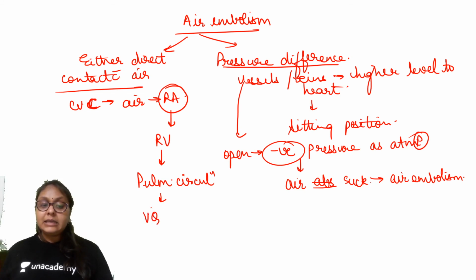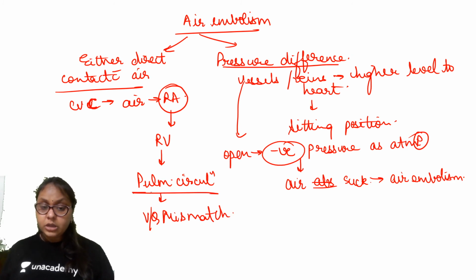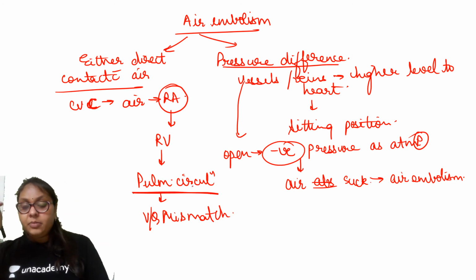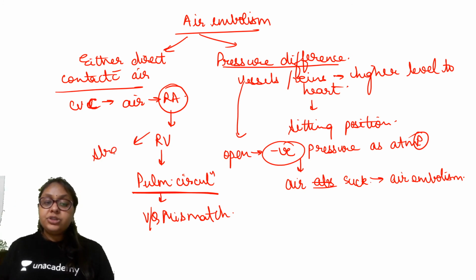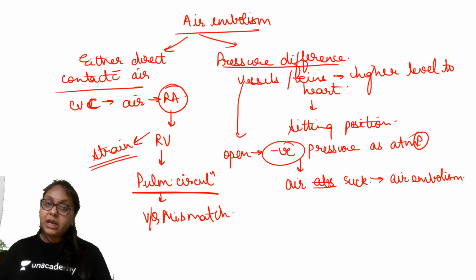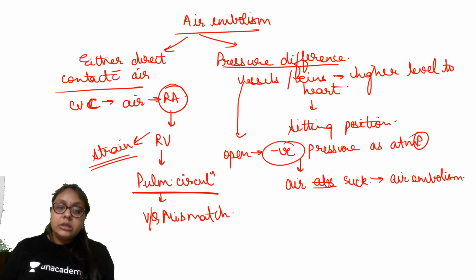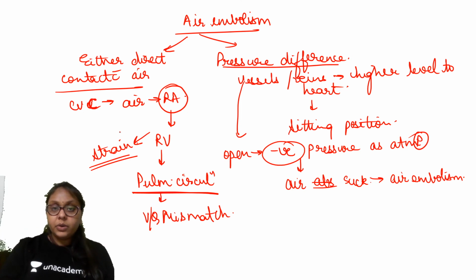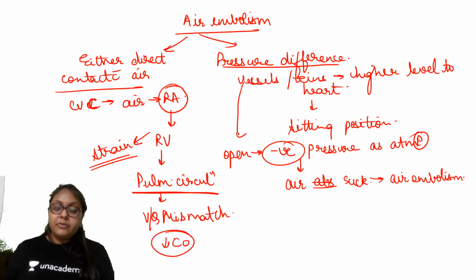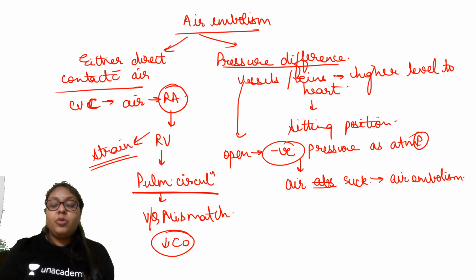So there will be increase in the VQ mismatch. And also, since the air remains in the pulmonary circulation, there will be strain on the right ventricle. And also it is not able to go to the left side of the heart. So there will be a decrease in the cardiac output. So this is what happens in air embolism.